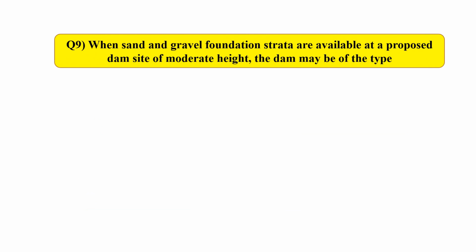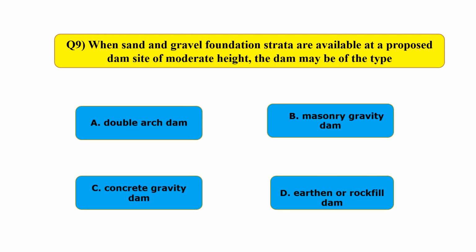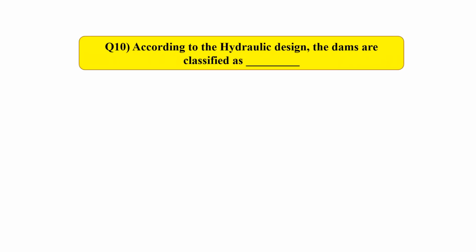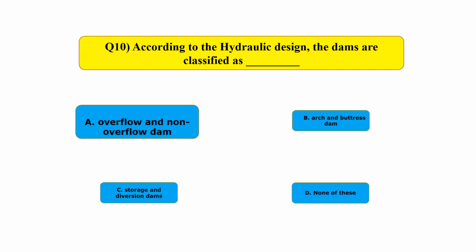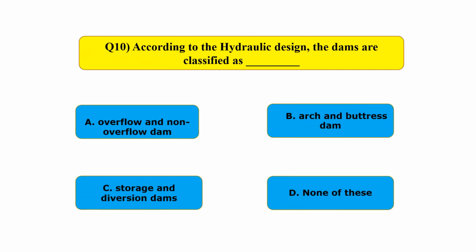When sand and gravel foundation strata are available at a proposed dam site of moderate height, the dam may be of the type answer D, earthen or rock-filled dam. According to the hydraulic design, the dams are classified as answer A, overflow and non-overflow dam.